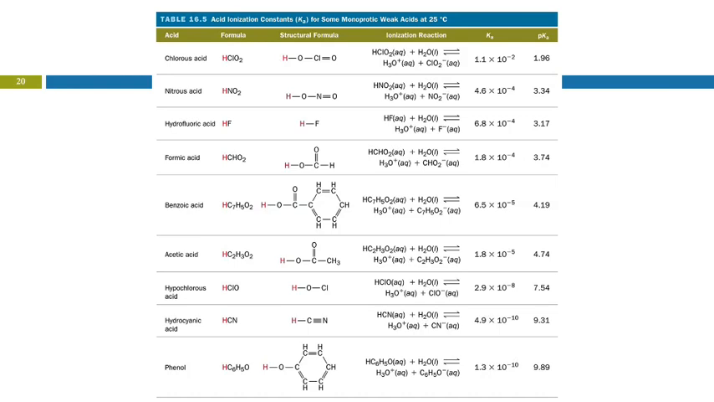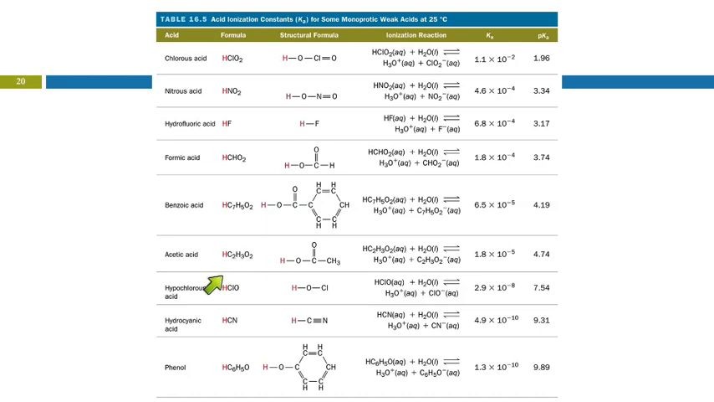So this is a table of some acid ionization constants, some Kas, for some monoprotic weak acids. And they specify the temperature because equilibrium constants change with temperature. So you may need to refer to a chart like this to find a Ka value. And over here, we have pKa values listed. And those are related. Those are just like pHs. We'll talk about that in a minute.